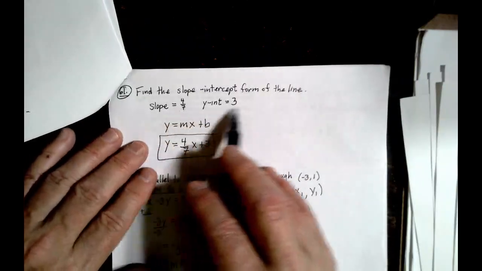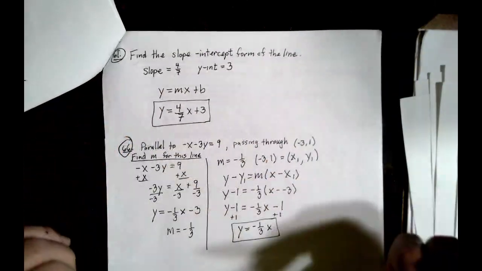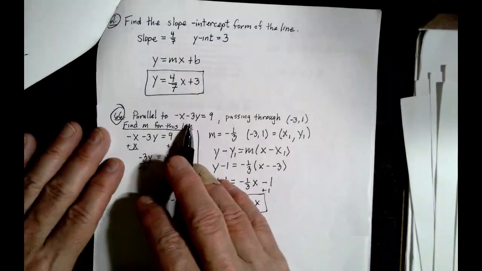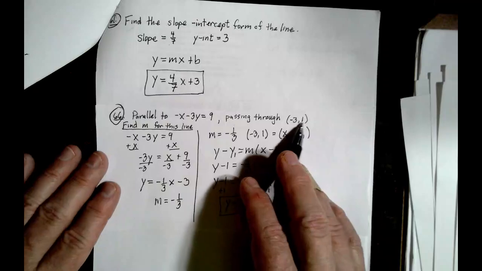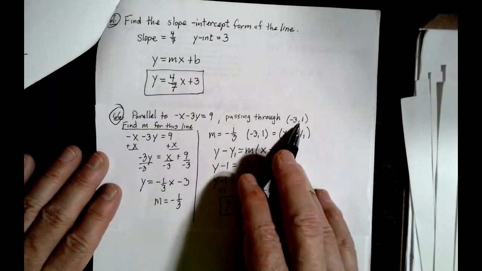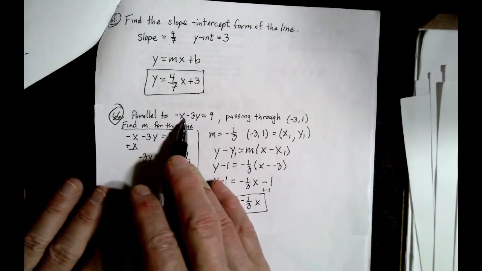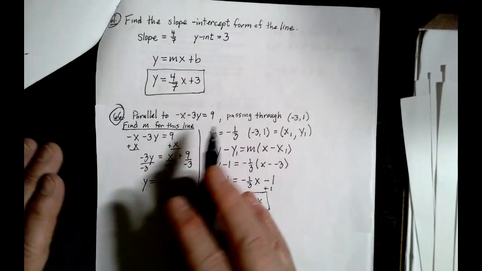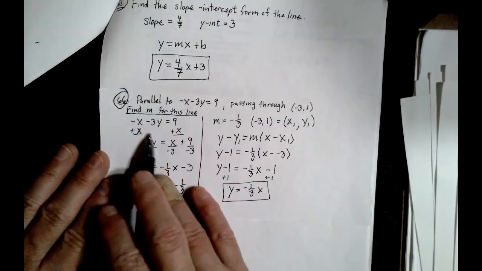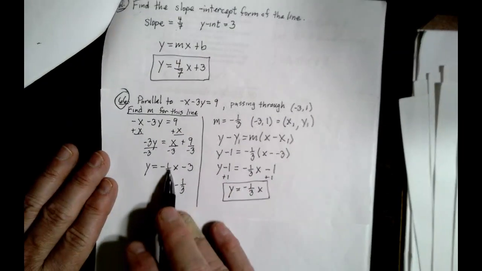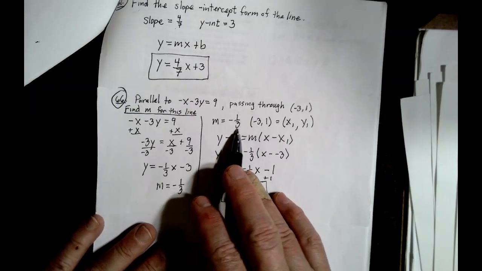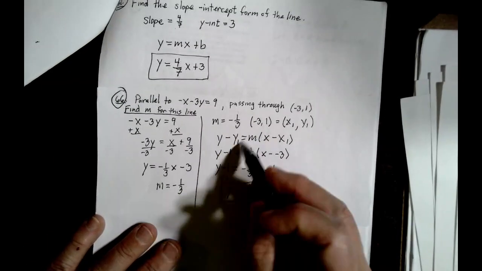61 says find the slope-intercept form of the line. So here's your slope and your y-intercept, so you just plug those in and you got your answer. They want you to find a line that's parallel to this line and passes through that point. So you know an x and y on one point, but you don't know your m. But you have a hint about your m. If you figure out what this guy's m is, you're going to use the same m. So we solve this one for y, and we see that its m is minus 1/3. So we're going to use minus 1/3, and we're going to use the point minus 3, 1.